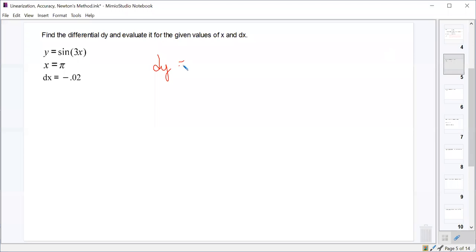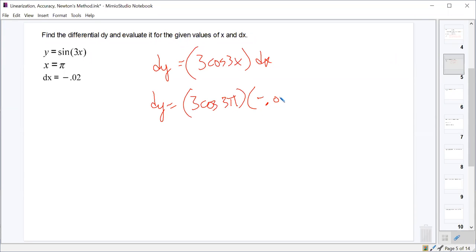So hopefully we got dy equals, using the chain rule, 3 cosine 3x dx. And so dy was equal to 3 cosine 3 pi times negative 0.02. And what was the cosine of 3 pi? -1. So this is -3 times your negative 0.02. You just get 0.06. So that's about how much y changes. Good or no?